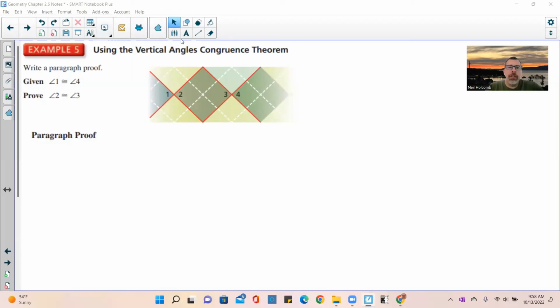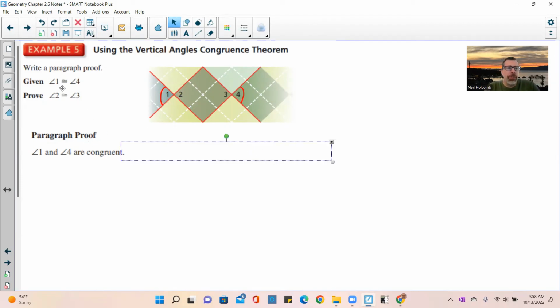Okay, example 5 says using the vertical angles congruence theorem, write a paragraph proof. So the given is angle 1 is congruent to angle 4. That was our given. So in our paragraph proof, we would say angle 1 and angle 4 are congruent by the vertical angles congruence theorem. Actually, I'd stop right there because that was given. And you don't say given. You just say angle 1 and angle 4 are congruent. Stop. Well, after we do that, we're trying to prove that angle 2 is congruent to angle 3.